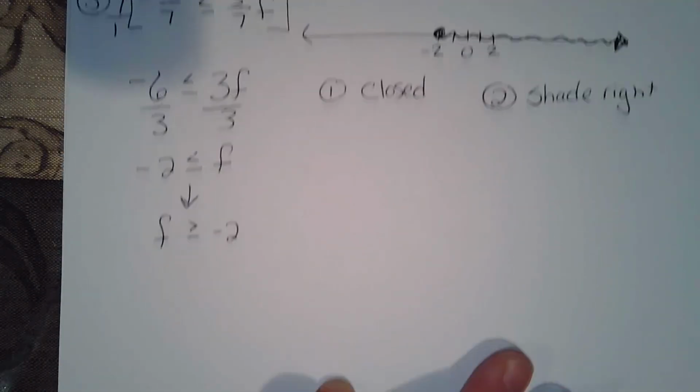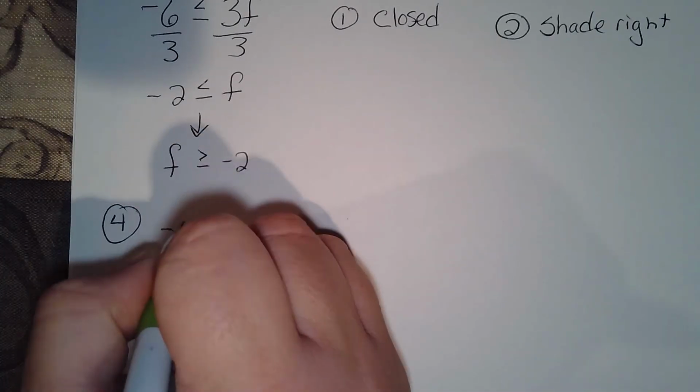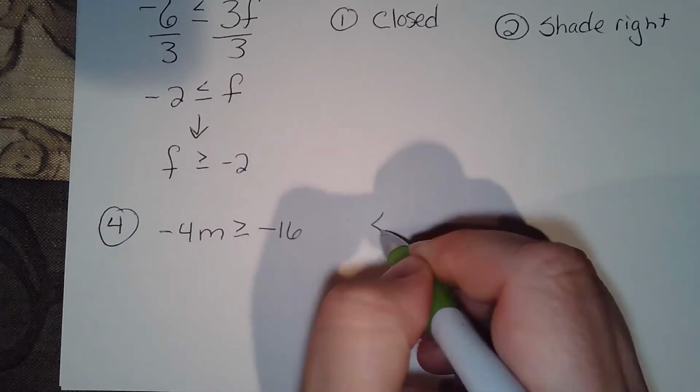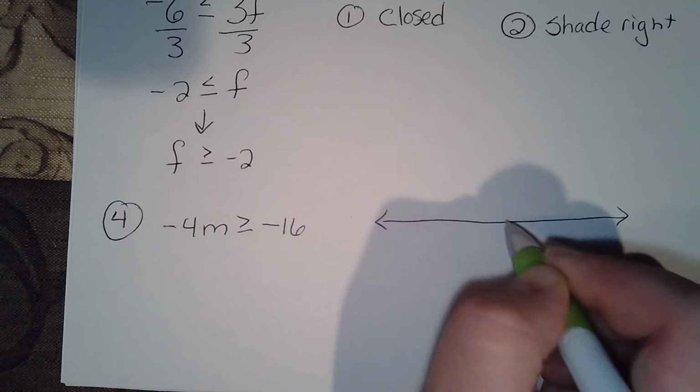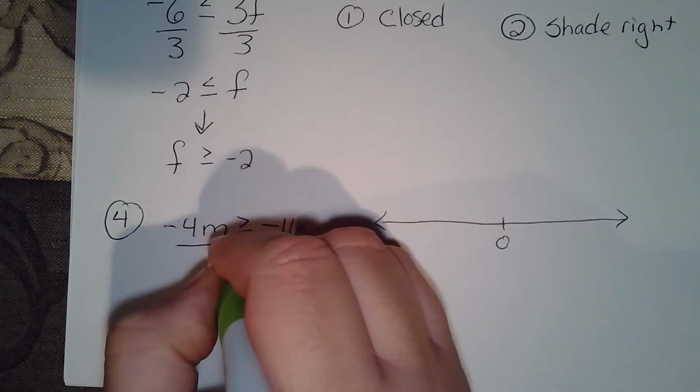Now, let's look at number 4. So number 4 is another tricky one. Negative 4m is greater than or equal to negative 16. Now, here's the trick. We are dividing by a negative. So let's talk about this really quickly because we haven't done this yet, but we've been kind of already practicing it by flipping our inequality sign when we switch the sides. Well, in this case, m is already on the left-hand side like I need it to be. We are going to divide by a negative.